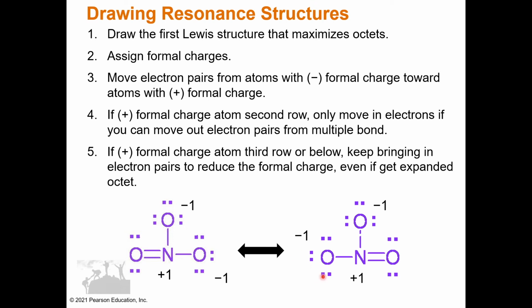Now you could do this again, like if you start off here, you could form a double bond with this middle oxygen. Okay, but then this double bond needs to disappear, just so nitrogen can have a complete octet. Okay, so nitrate has 3 resonance structures, and when you draw these structures out, make sure that you have a double-headed arrow in between the structures.